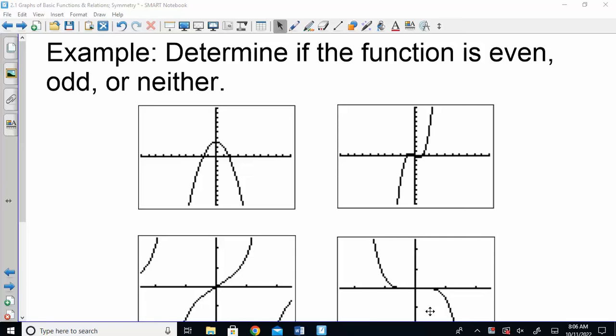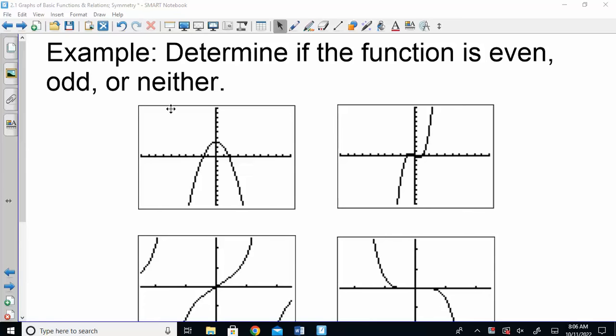Said that even meant what? Wait, both sides are the same. It was symmetric over the y-axis. Both sides are the same across the y-axis. Odd was the same thing as symmetric to the x and y, right? We called it the origin. You have to flip over both the x and the y.